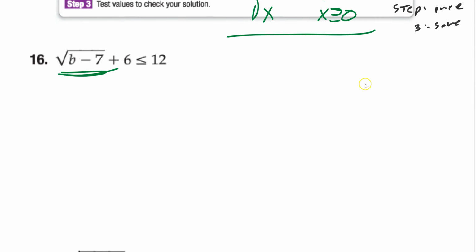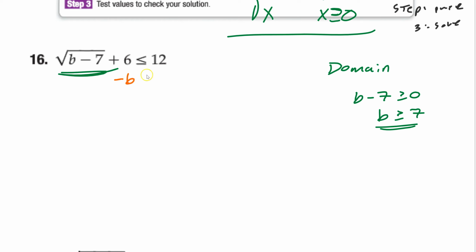So if I was doing this problem, step 0, the first thing I'm going to do is find a domain. So I'm going to set that part greater than or equal to 0. So I get b is greater than or equal to 7. That's my domain. And now we just solve it like normal.